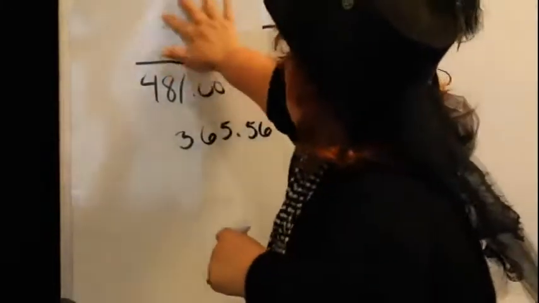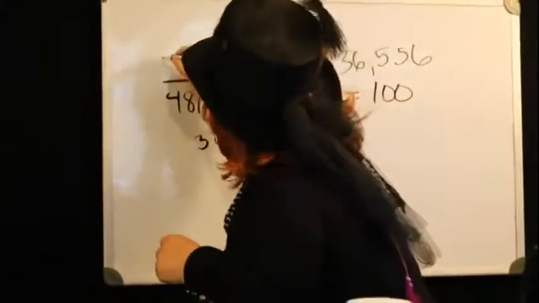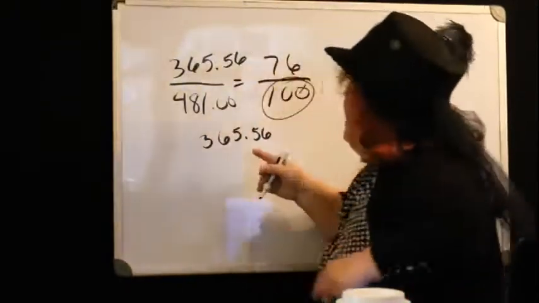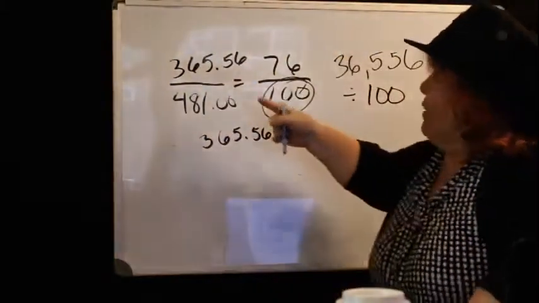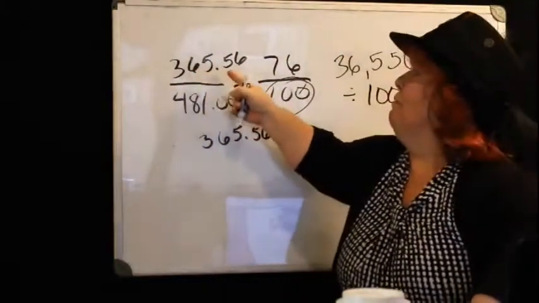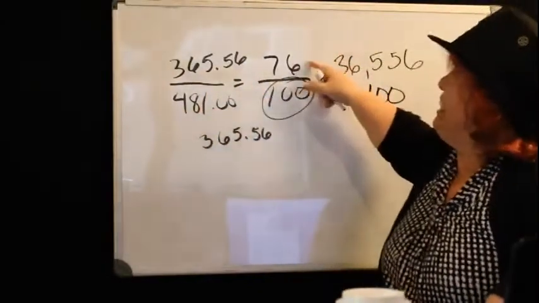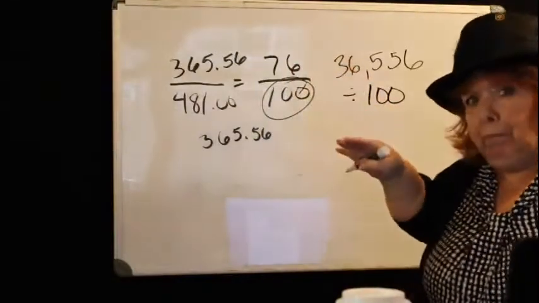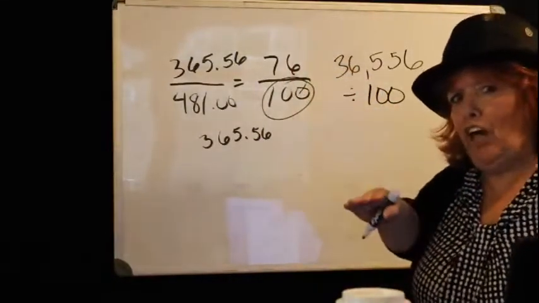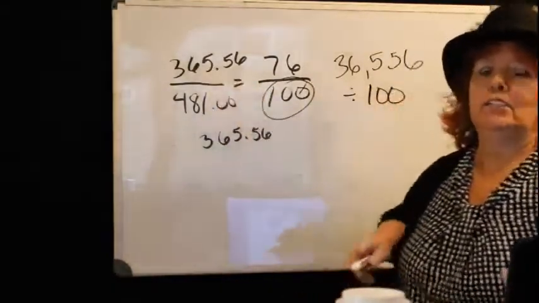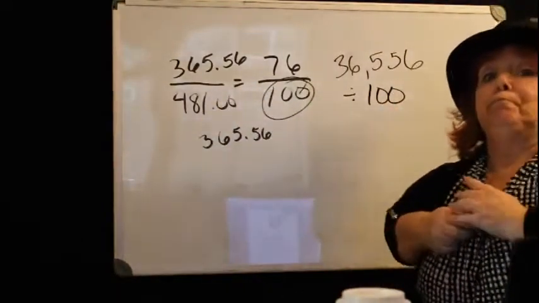In fact, I'll put it up here. 365.56. Now that means 365.56 over 481 equals 76 over 100. These are fractions that equal each other. So 76% of this is that. So that's how much I would need to pay to get my extension. Okay, so let's try another one.